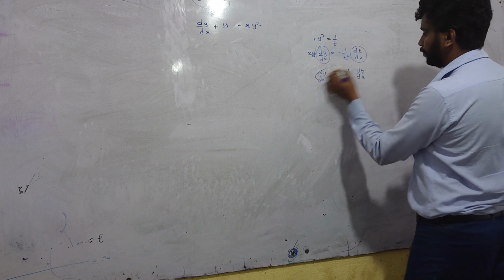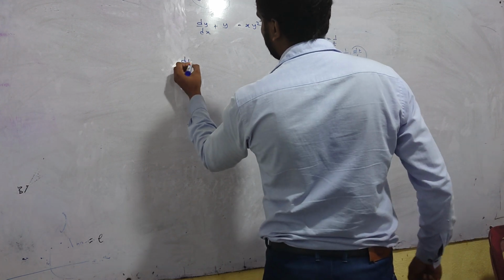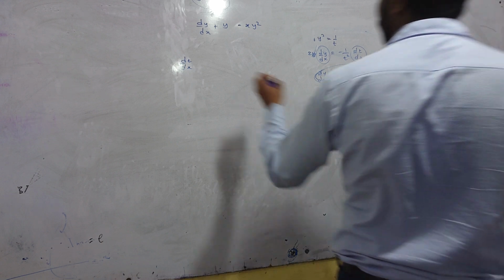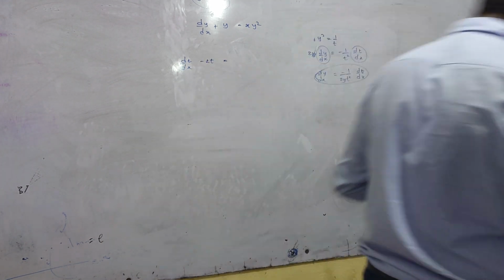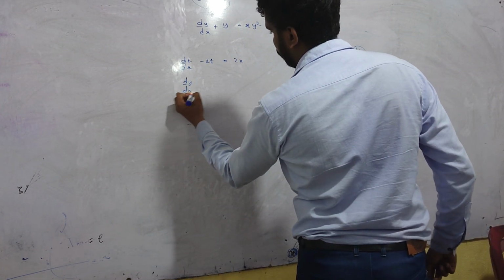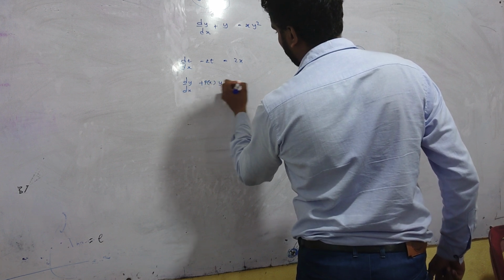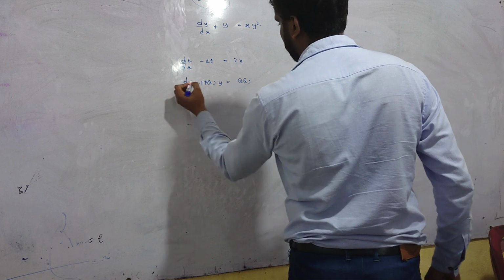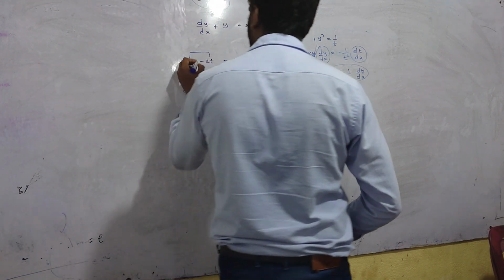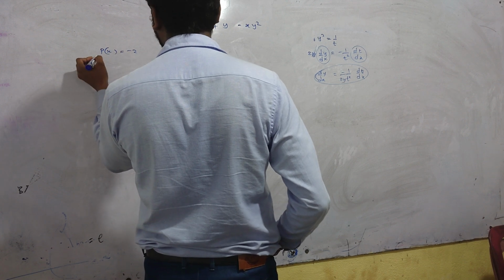We could reduce that to the differential equation and use that differential equation directly. This is reduced to dt by dx minus 2t equals 2x, right? Now this is according to dy by dx plus p of x into y equals q of x. And instead of y, we have t, right? So then p of x equals minus 2.